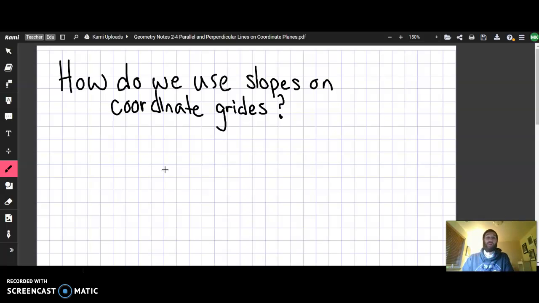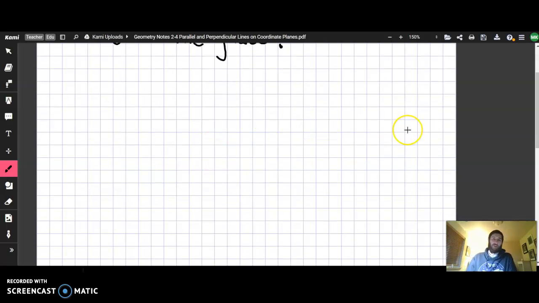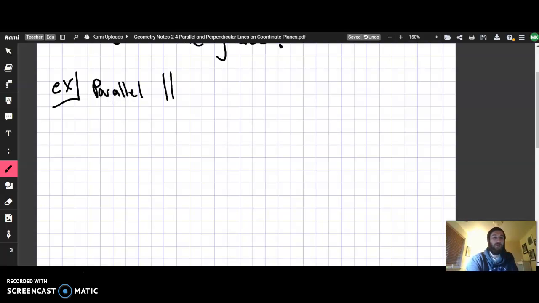Thinking about that as applications, our first example is how do you find parallel and perpendicular lines from points? So remember, parallel is represented by two vertical lines, and perpendicular is represented by an upside down T. If we're given a set of points, how do we determine if lines are parallel or perpendicular?